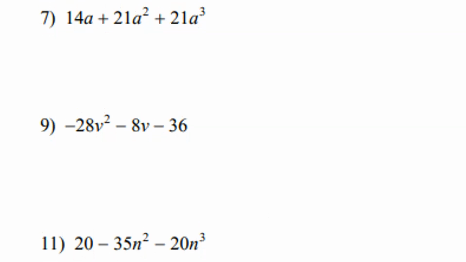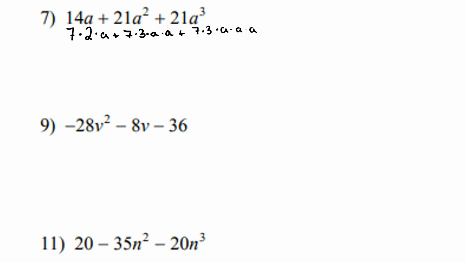So we've got 14 and 21 here as our numbers. So the largest thing that goes into both 14 and 21 is 7. So we'll break that up into 7 times 2 times a, plus 7 times 3 is 21, and that's a squared, so that's like a times a, plus 7 times 3 is 21, times a cubed, so a times a times a.